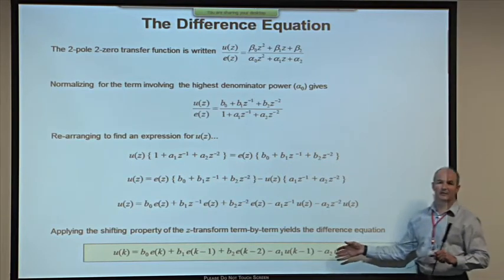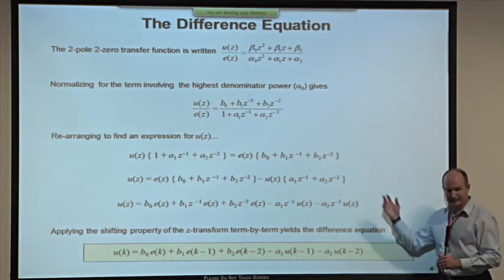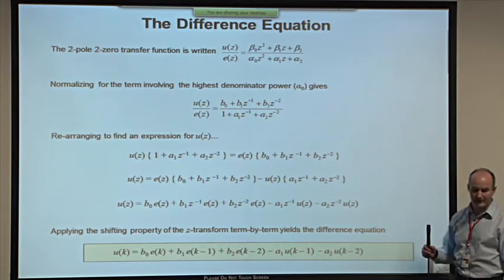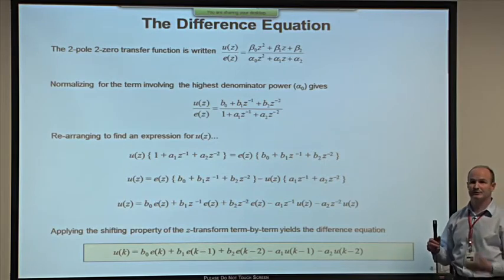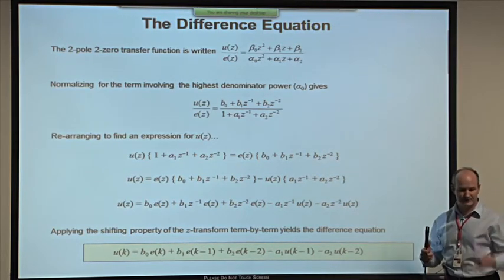This is something that could be coded into a software routine. And that's how we do it. It's a two-pole, two-zero controller. Of course, there are three-pole, three-zero controllers and so on. The design task is to work out what these alphas and betas are, which is where we're going with this.